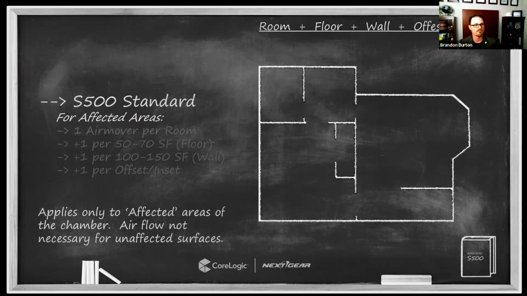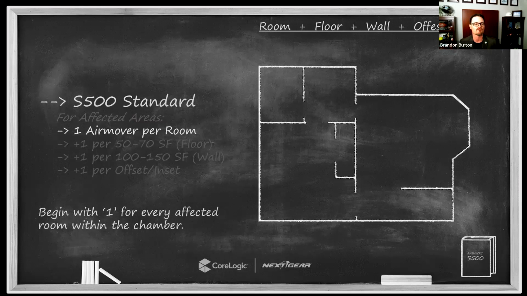So with that said, the first step in the S500 air mover calculation is to understand how many rooms are affected. And there should be one air mover in each affected room, right? And that's the first starting point in the calculation. That one air mover in each affected room looks something like this.